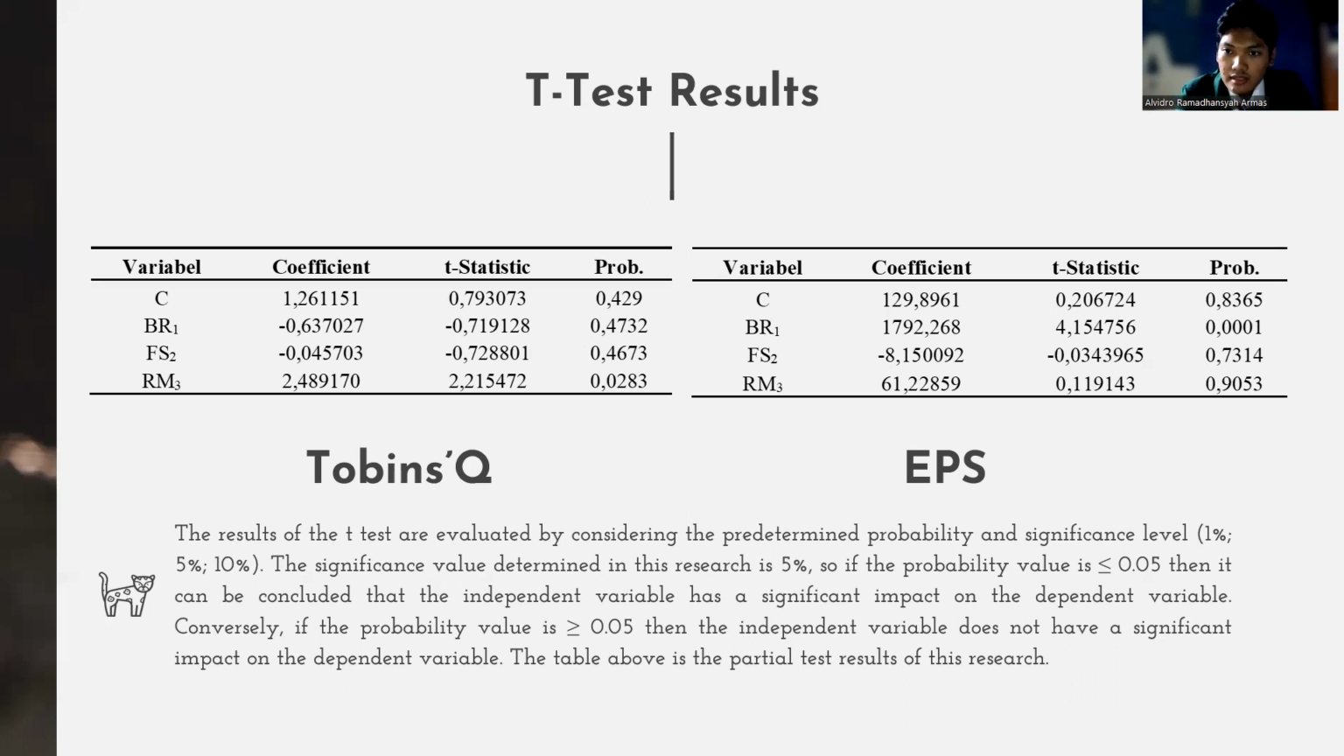But however, there are different results on the risk management variable. This variable gets a significant result on the company value, where based on the probability value, the risk management variable gets a value of 0.0283, which means the risk management variable has an effect on the company value proxied with Tobin's Q.